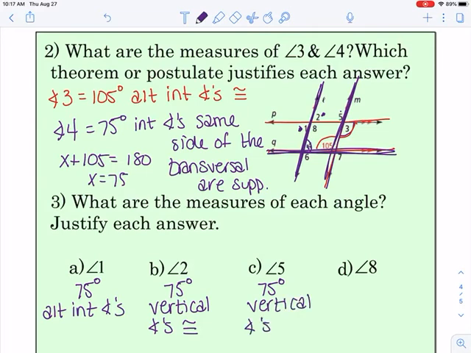Either way, I'll use the vertical angles again. Vertical angles congruent. And then for the measure of angle 8, angle 8 is here. We have angle 2 already, so how about we do something a little bit different? Angle 2 and angle 8 form a straight line, so they have to be supplementary. They have to add to 180. So if angle 2 is 75, what plus 75 would equal 180? And that is going to be your 105 again, and that is because it's supplementary to angle 2.